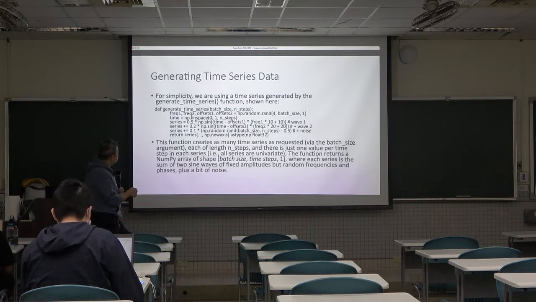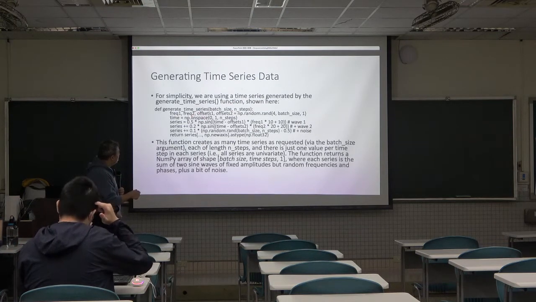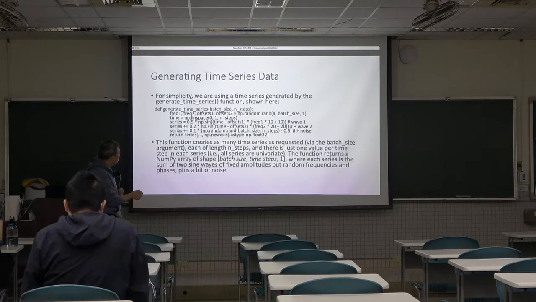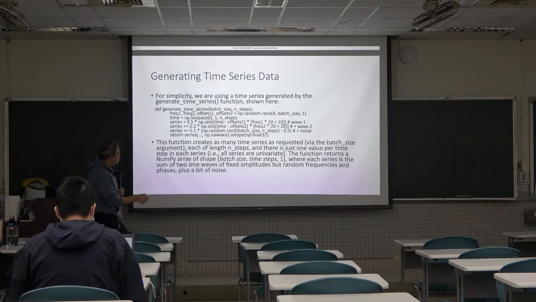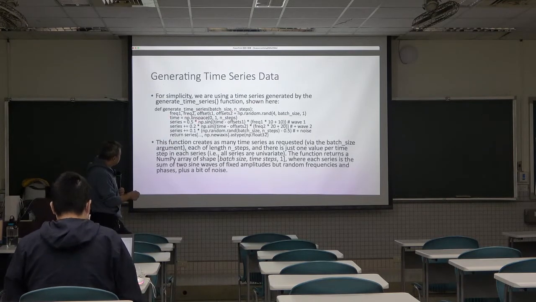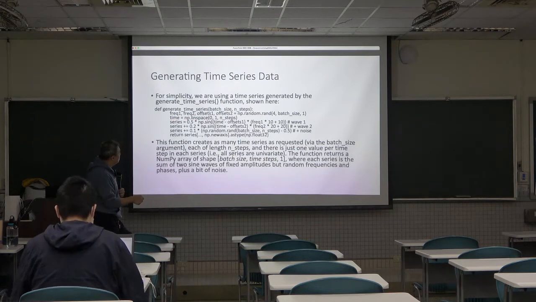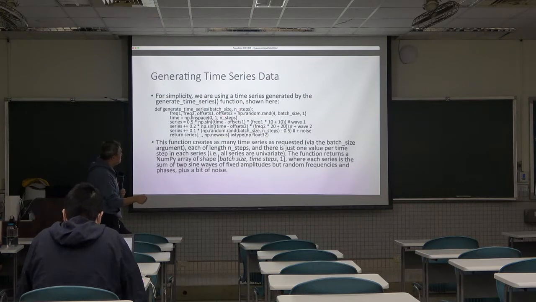We have frequency 1, frequency 2, offset 1, offset 2. We randomly generate these 4 numbers. Then time is equal to this linear space. We prepare this for each batch, where we have a number of steps. We get them ready.